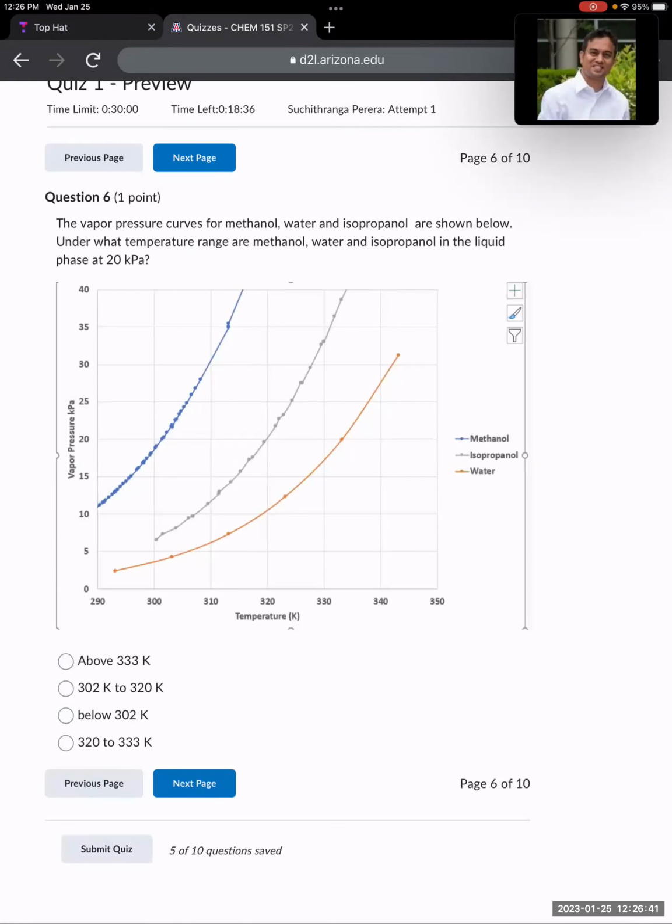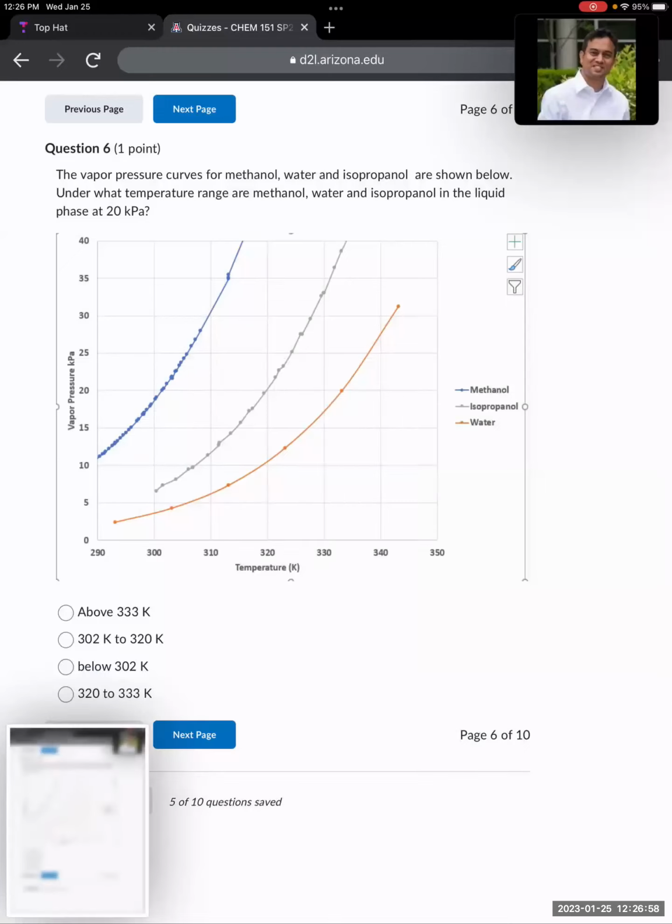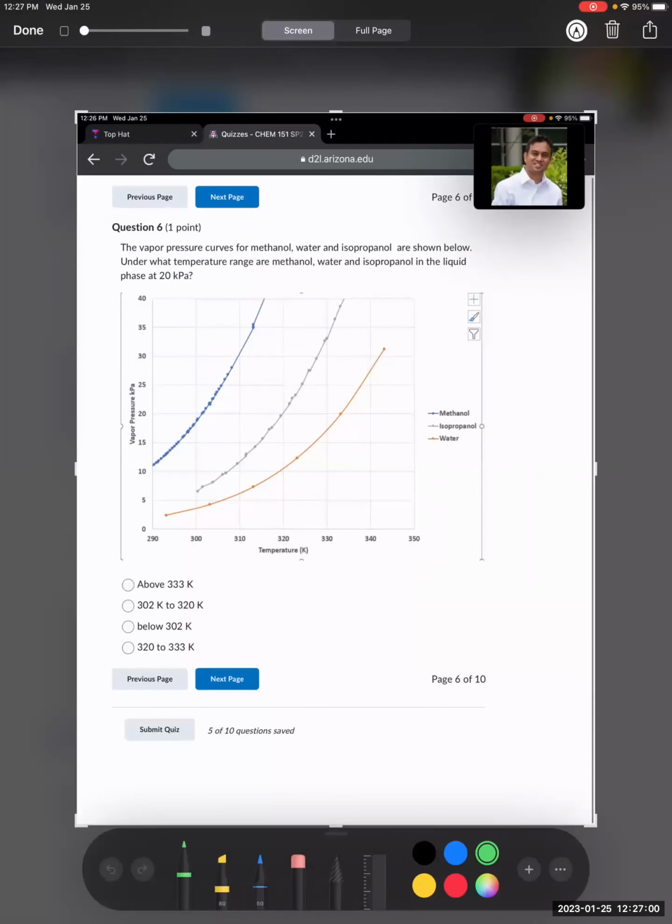Moving on, the vapor pressure curves for methanol, water, and isopropanol are shown below. Under what temperature range are methanol, water, and isopropanol in the liquid phase at 20 kilopascals? Okay, let's do it again here. All right, so again, whenever they give you the pressure, what I would do is draw the line to indicate the pressure line. So 20 kilopascals is around here, right? And the question is, under what temperature range are methanol, water, and isopropanol in the liquid phase?